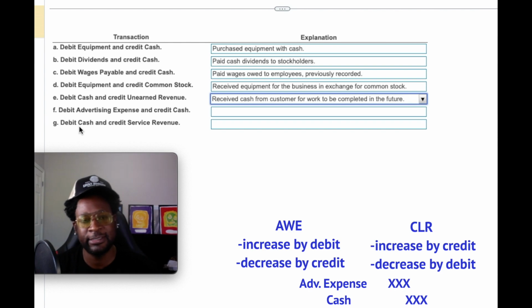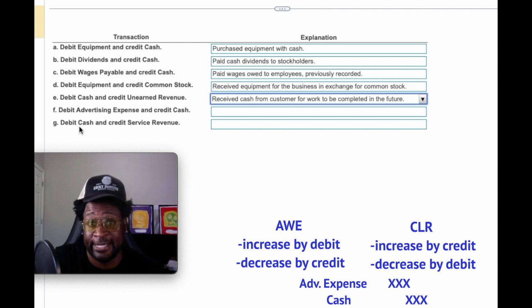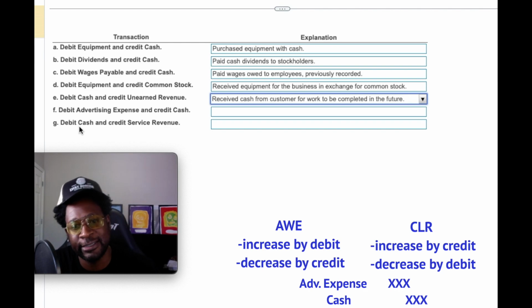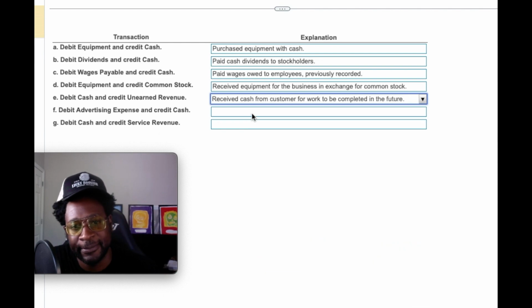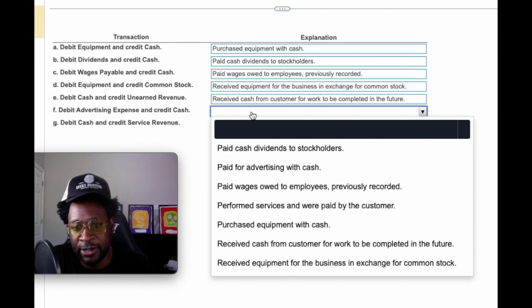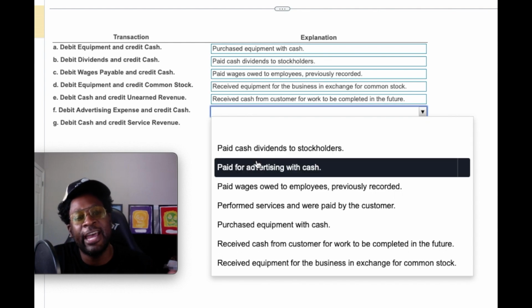What about a credit to cash? Cash is in the all gang as well, and we know when we credit cash, it's going down. So what have we done? Think about it. Expenses went up while cash is going down. Clearly, we know that we've paid for advertising with cash.